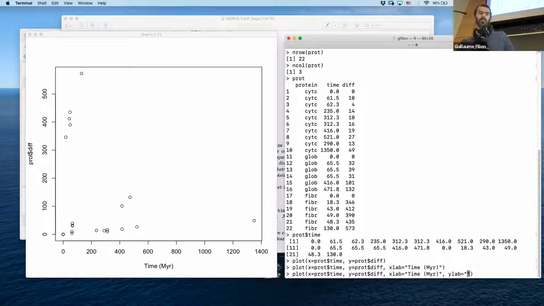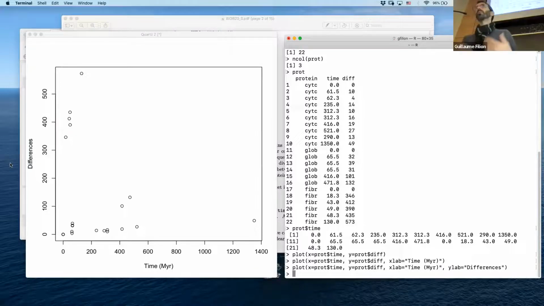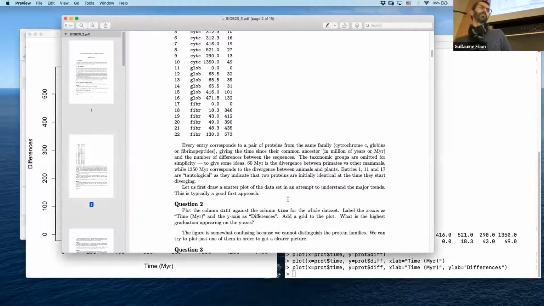And here it says differences. Okay, there's no unit because it's a number. Like we're just counting the differences. You can imagine that you have two proteins, two versions of the same protein, let's say the cytochrome C, and well, you just count the differences. Like this alanine there is a tryptophan, well, there's one difference. Okay, so you just count the differences like this, and that gives you the y-axis here. What else do they want?